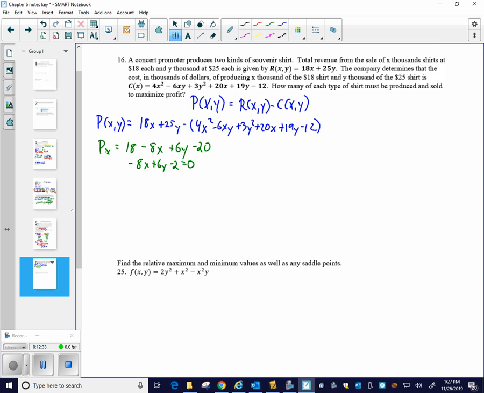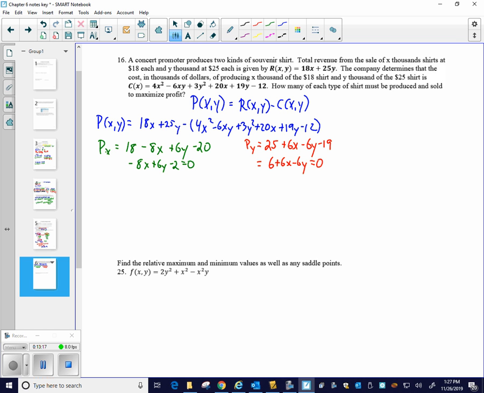Let's do P sub y. Partial with respect to y, the 18x is nothing, 25y is 25. Okay, the 4x squared is nothing. I do have to do the 6xy, so that's going to be plus 6x with respect to y. And then the 3y squared is going to be minus 6y. Again, I am distributing the negative as I go. 20x is gone. Then we'll have minus 19, and then the 12 is gone. So let's combine whatever like terms we can there. 6 plus 6x minus 6y equals 0.